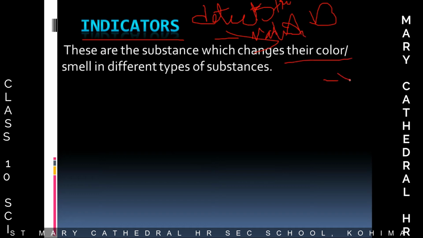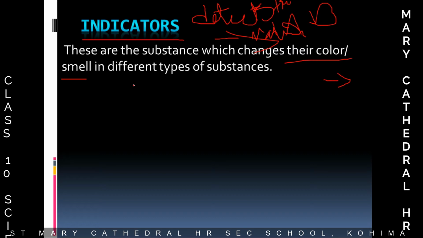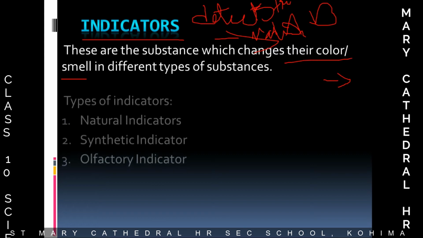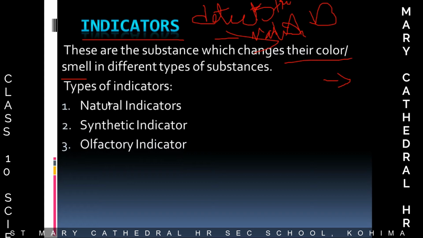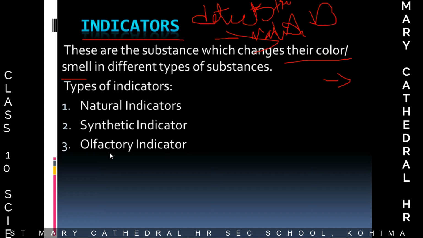When they react with any substance like an acid or a base, they will change their color, or they will change their smell. Now what are the types of indicators out there? First of all, there is natural indicator, second is synthetic indicator, third is olfactory indicator.